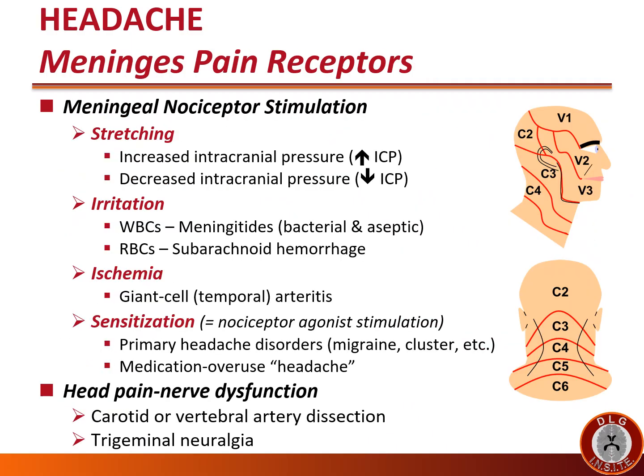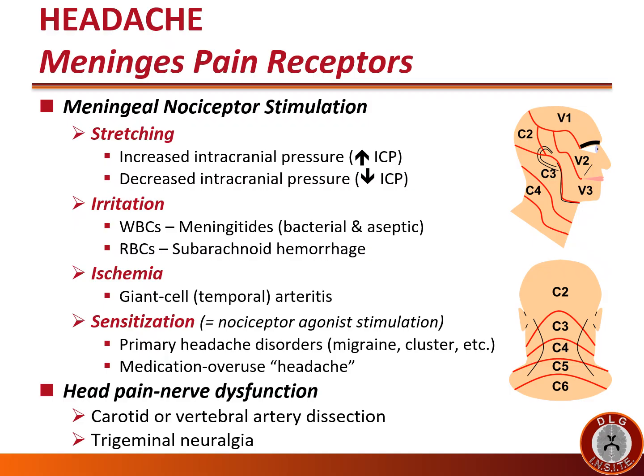So the meninges are lined with pain nerves, and there are pain receptors throughout the meninges. Meningeal nociceptor pain receptor stimulation occurs when the meninges are stretched, and the two main ways to stretch the meninges are to increase intracranial pressure or to decrease intracranial pressure.